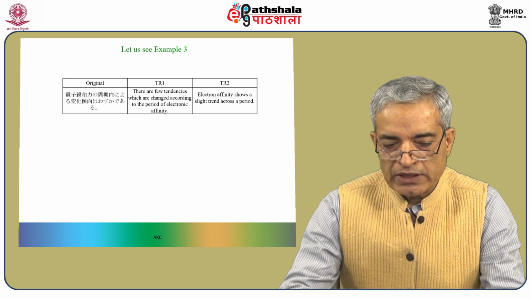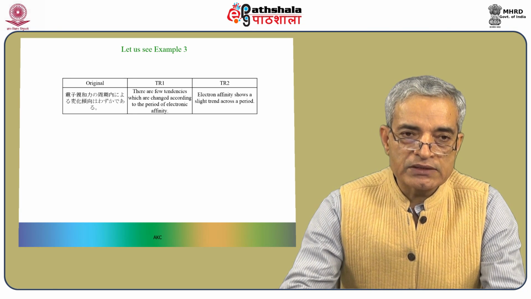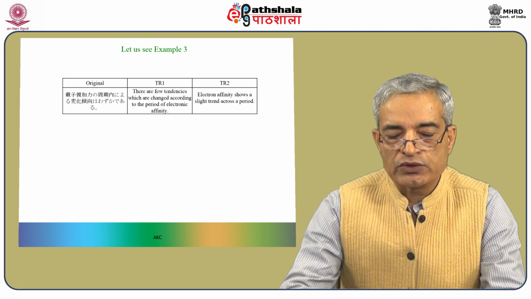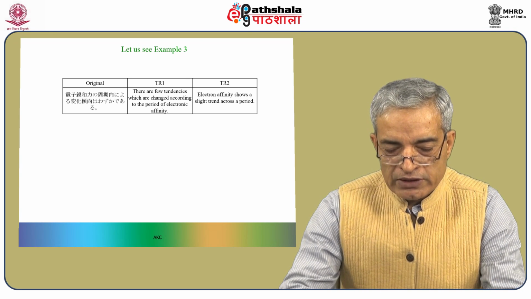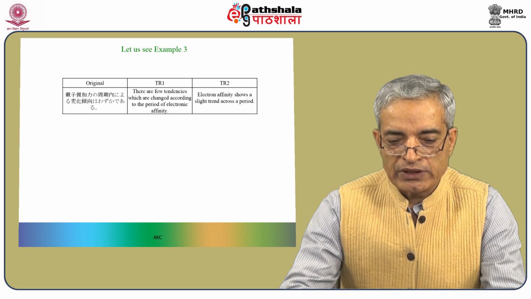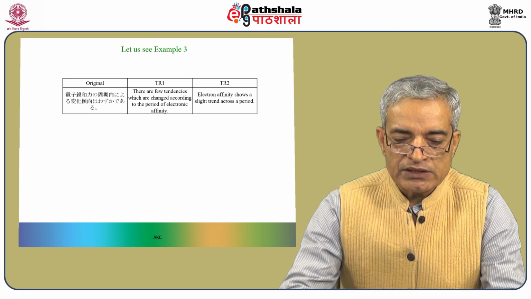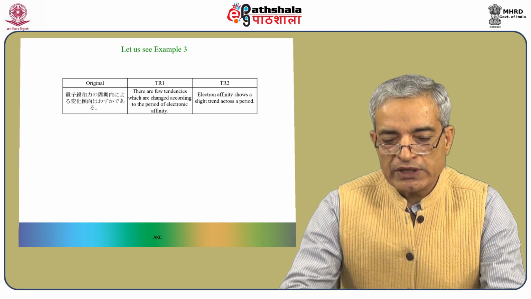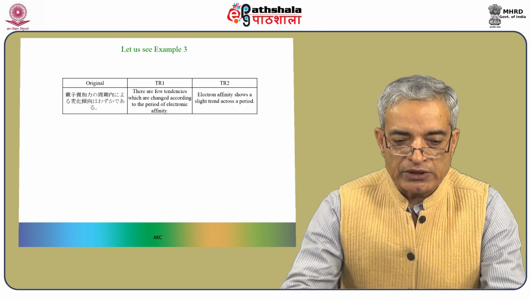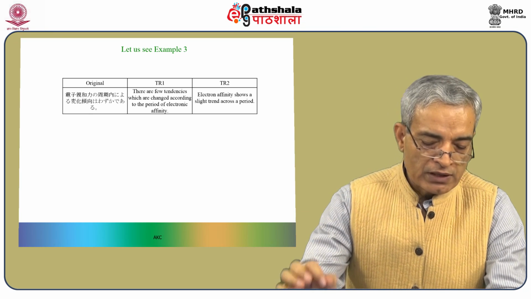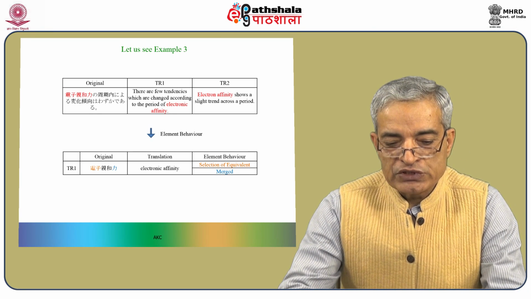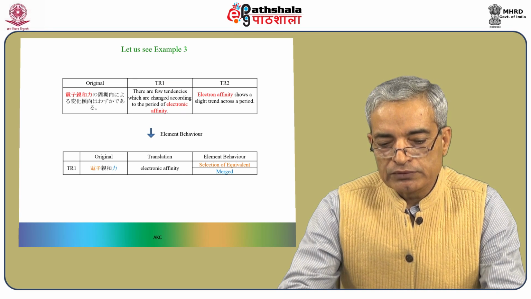The first translation, as you all are aware, is: there are few tendencies which are changed according to the period of electron affinity. English seems to be quite smooth, but actually there is an issue. The second translation is: electron affinity shows a slight trend across a period. Now this second translation is actually the final translation.